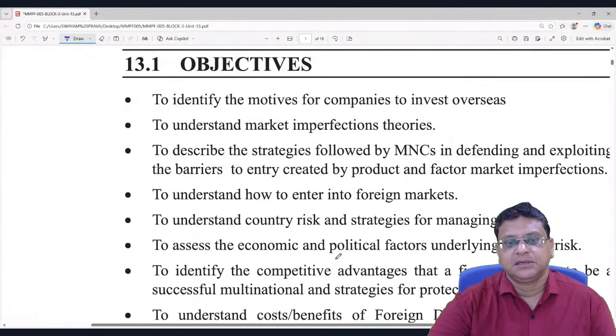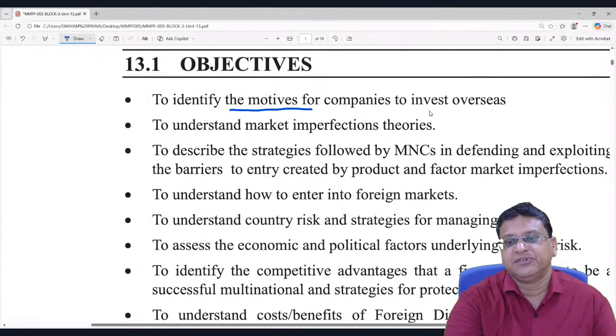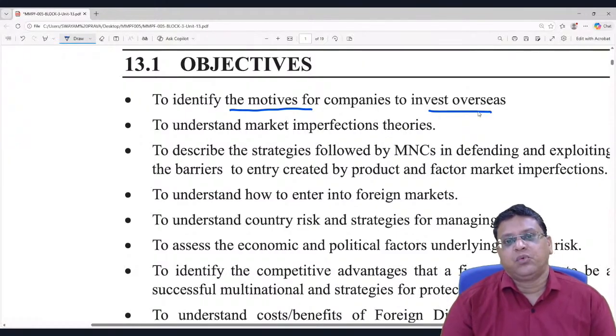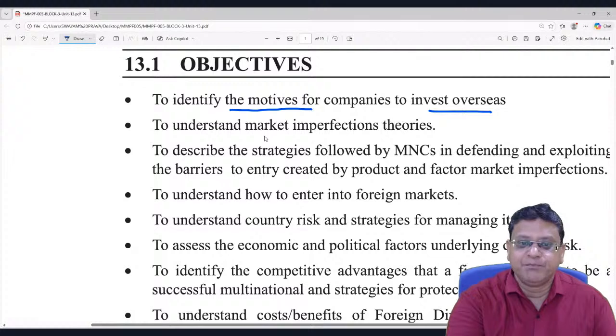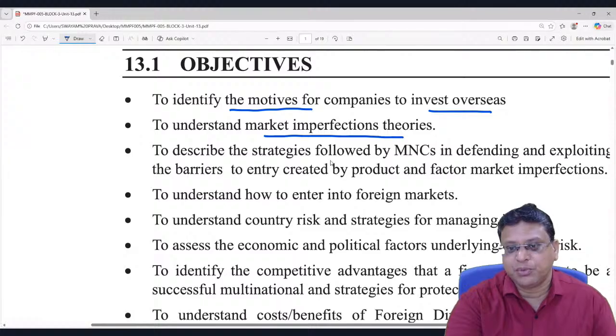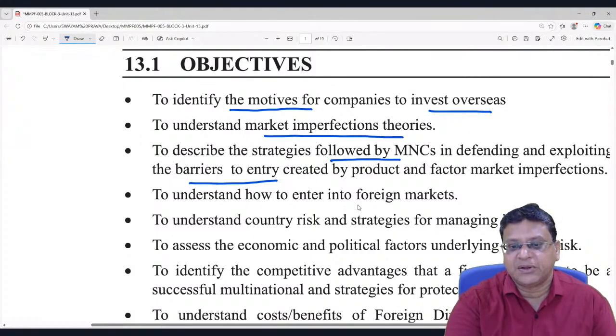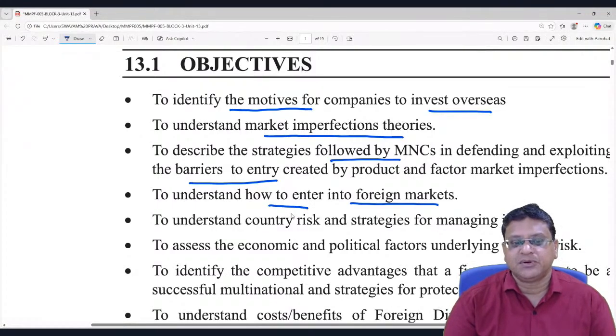After discussing this class, we can identify the motives of the company to invest overseas. That means why companies go international, we can identify it. Then we can understand the market imperfection theories. We can describe the strategies followed by MNC to avoid the barriers of entry. We can understand how to enter into foreign market. What are the strategies in which a company can enter into foreign market?